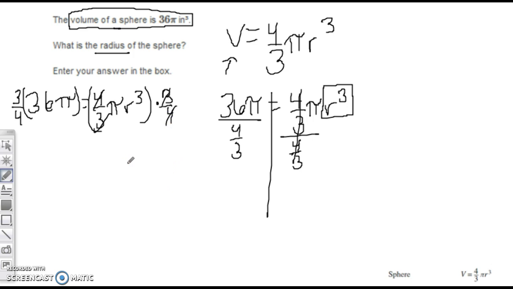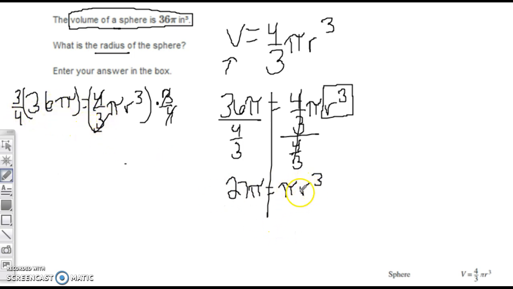All right? And either way, it's a calculator problem. So you could either do 3/4 times 36, or you could do 36 divided by 4/3. They're both going to give you the exact same answer. No matter which way you do it, it's going to give you 27. So I'm just going to finish solving this equation over here, but you would have gotten the same thing if you had done it this way.